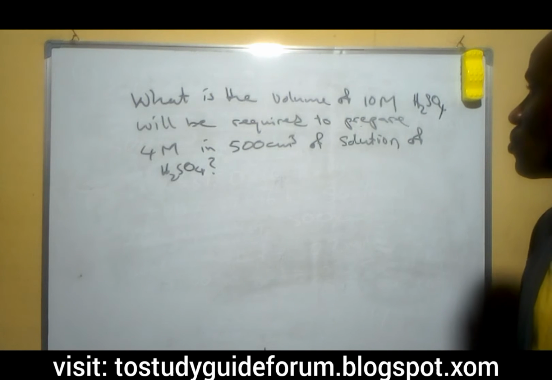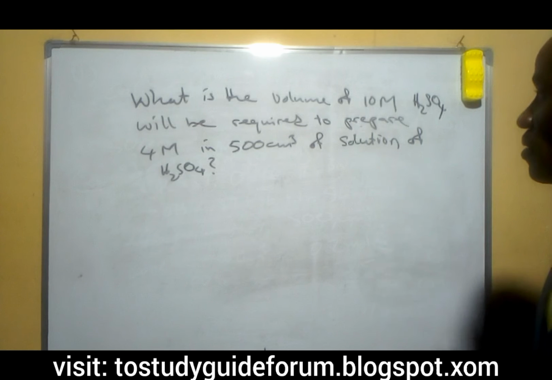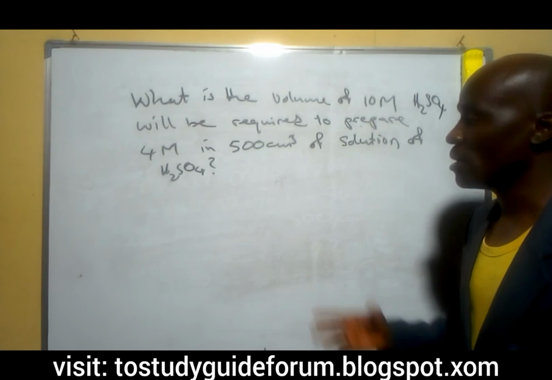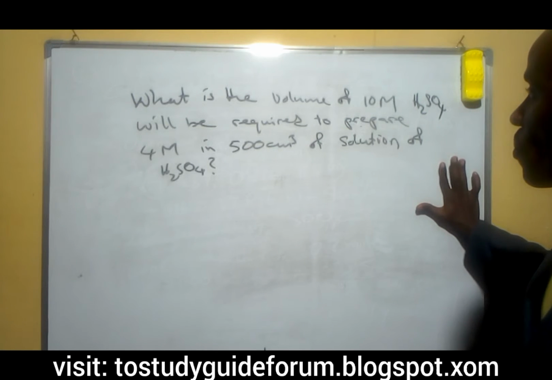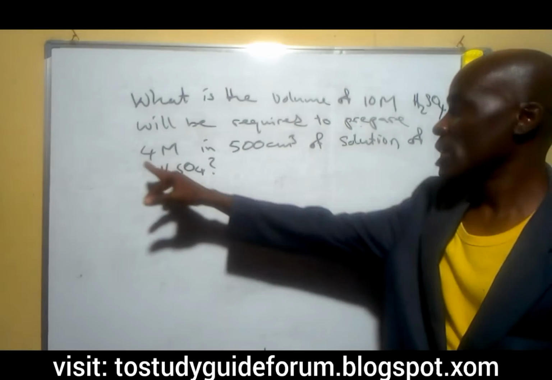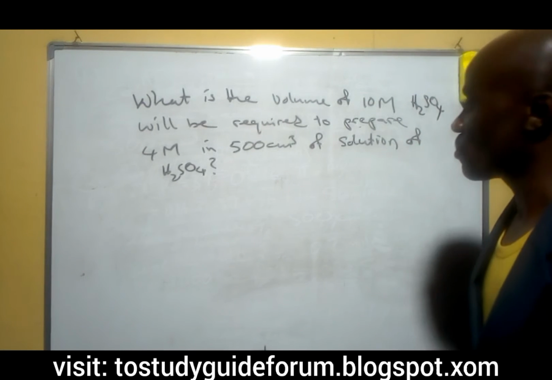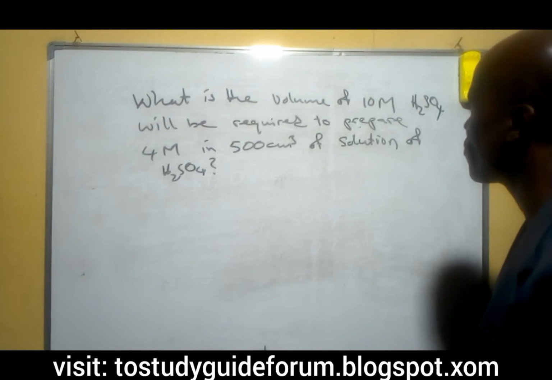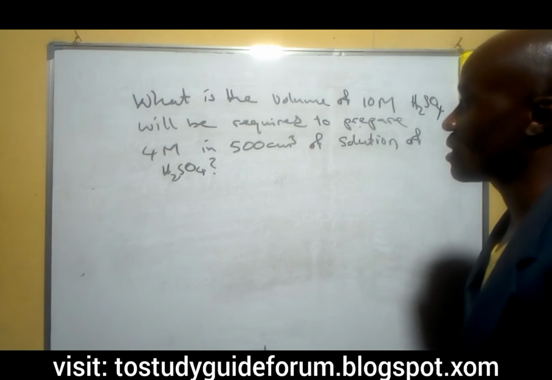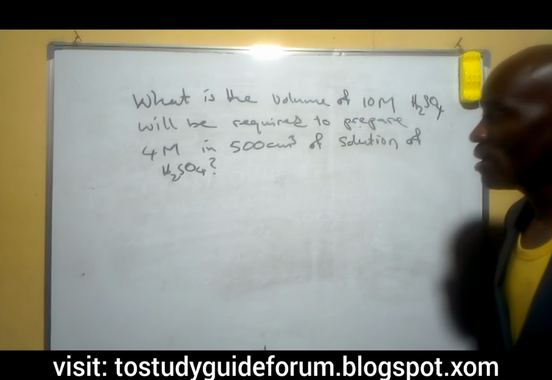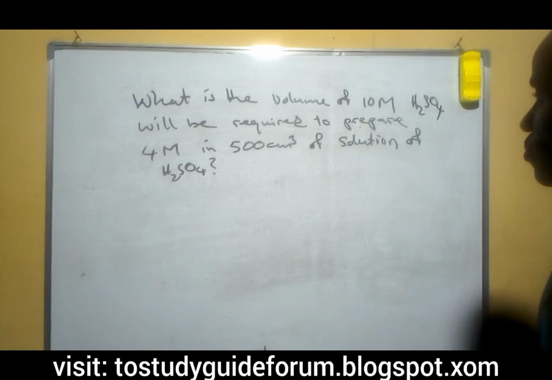This is a question that has to do with the relationship that exists between volumes, mass, and then moles. Here we're looking at how we can prepare a solution that will contain 4 moles in 500 cm cube. The question said, what volume of 10 moles of tetrasulfuric acid or sulfuric acid will be required to prepare 4 mole in 500 cm cube of solution.